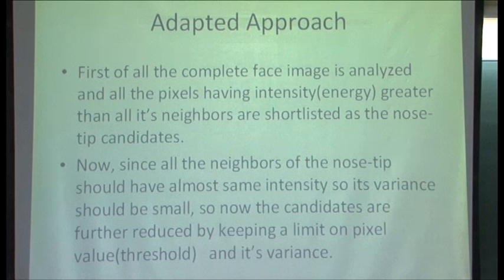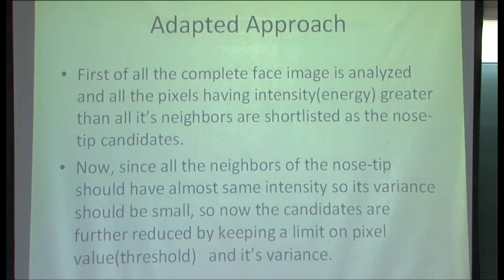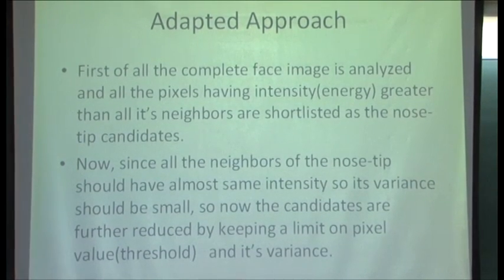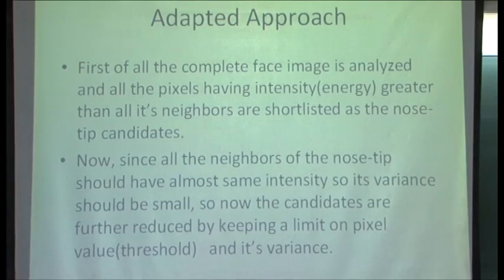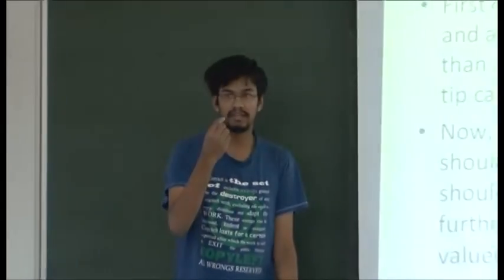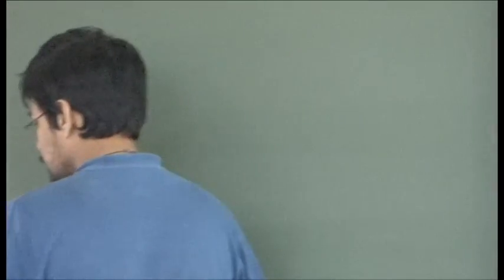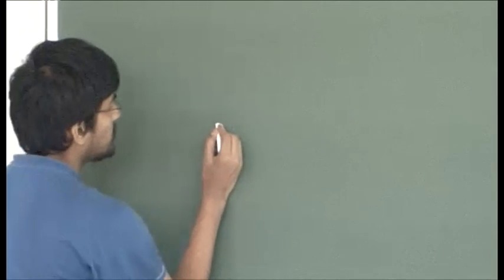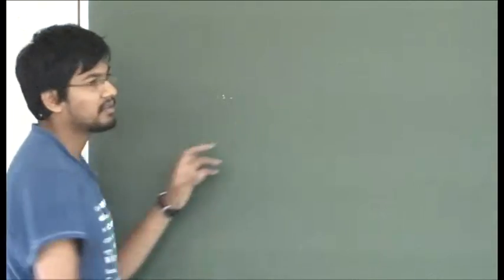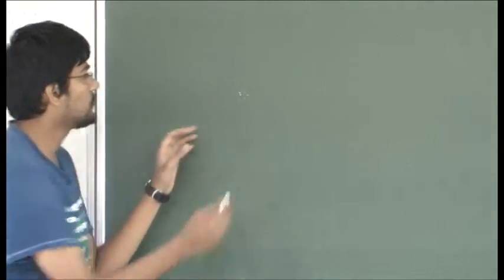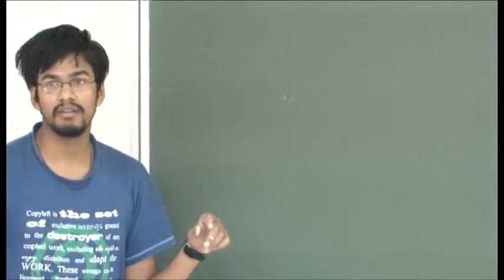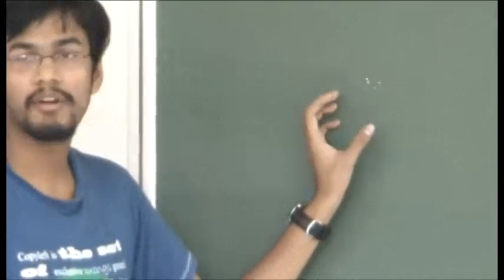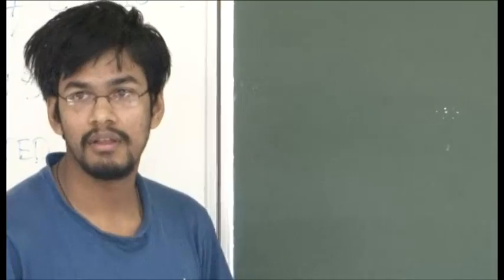So that is a proven one, right? Yeah, those will have the highest intensity as compared to the neighbors. Then I will use a threshold, and since the intensities of the neighbors should be equal, the variance should be small. For example, this is the nose tip and these are the neighbors. These neighbors will have almost equal intensity, so their variance will be less. So I will be using that threshold and a limit on the variance to decrease my number of candidates.